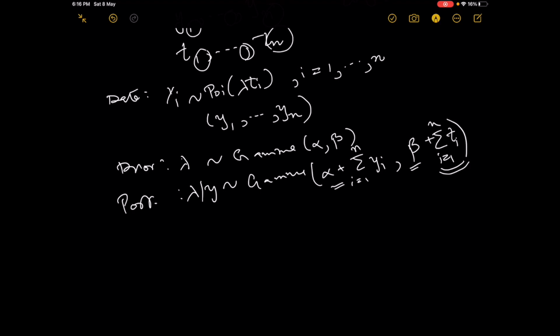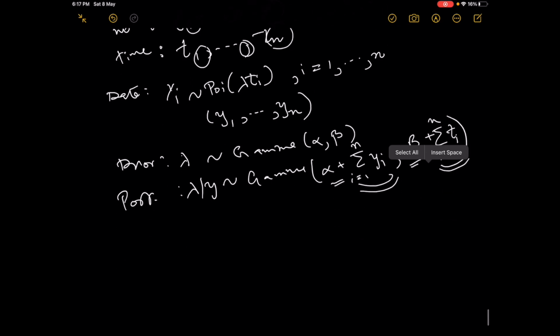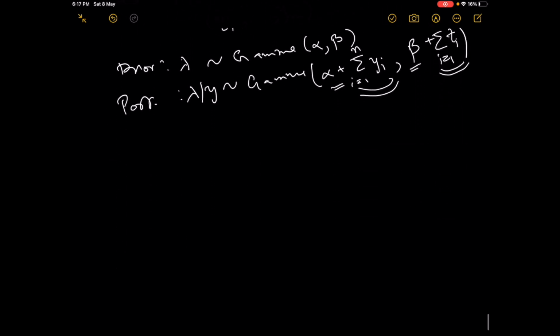summation ti is the data sample size, alpha is the prior number of failures, summation yi is the observed number of failures. We are dealing in two entities, the number of failures and the corresponding time in which these failures are observed to occur. So these two entities help us to postulate the model.